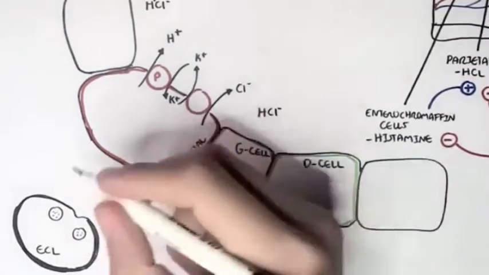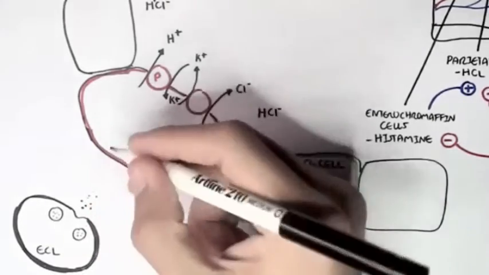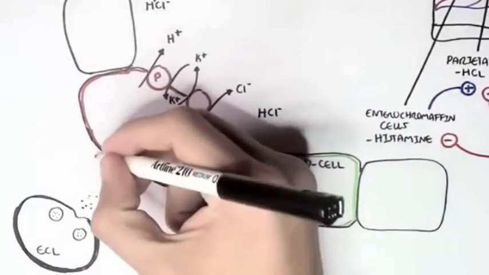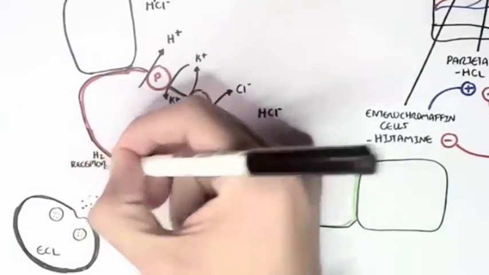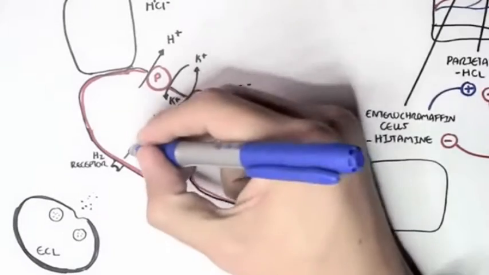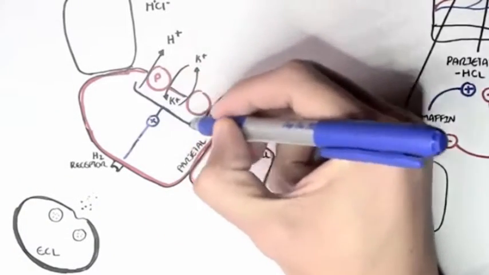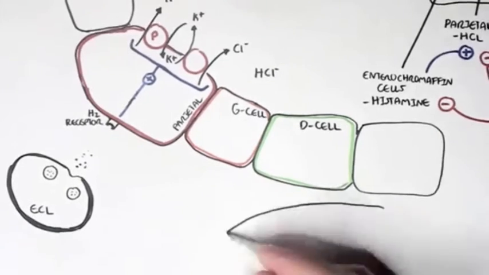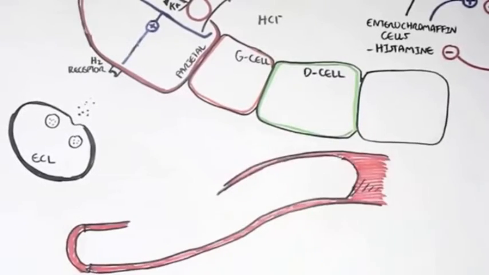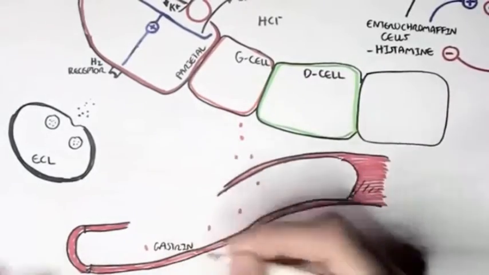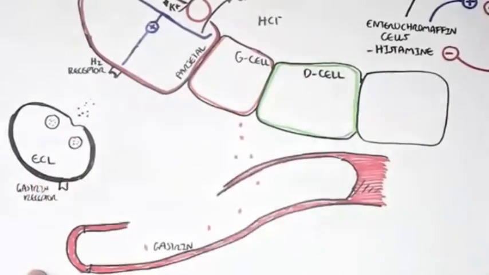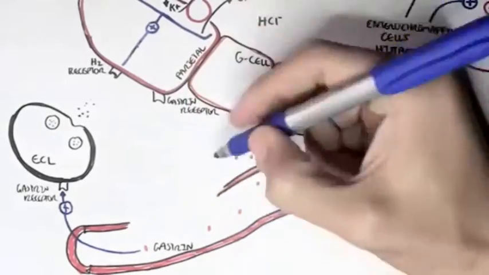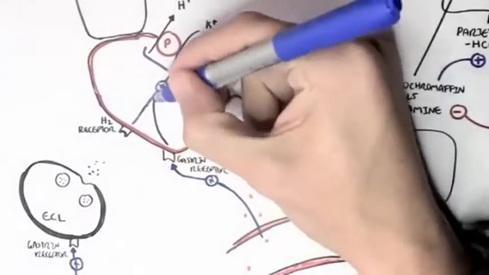So what stimulates the process of secreting hydrochloric acid? Well, as we mentioned, ECL secretes histamine, which binds onto histamine 2-like receptors on the parietal cells, which will stimulate this whole process to secrete hydrochloric acid. The G cells, which are endocrine cells, will secrete gastrin into the bloodstream. From here, gastrin will bind onto gastrin receptors on ECL, which will stimulate histamine release, which will then stimulate hydrochloric acid secretion by parietal cells. Gastrin will also bind onto gastrin receptors on parietal cells, which will stimulate hydrochloric acid secretion.